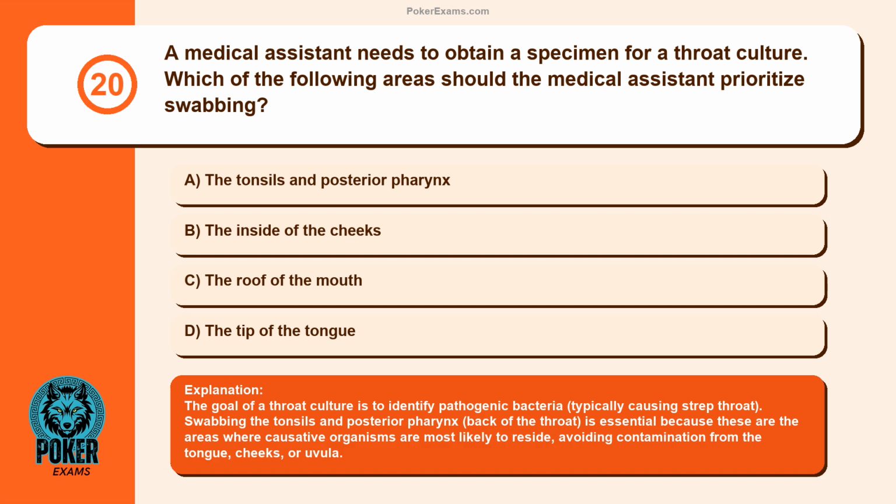The goal of a throat culture is to identify pathogenic bacteria, typically causing strep throat. Swabbing the tonsils and posterior pharynx, back of the throat, is essential because these are the areas where causative organisms are most likely to reside, avoiding contamination from the tongue, cheeks, or uvula.